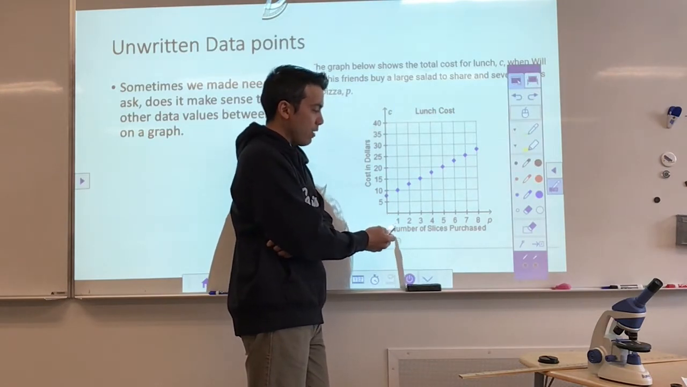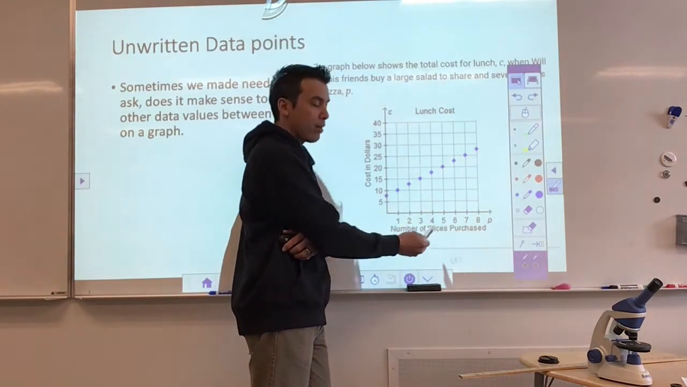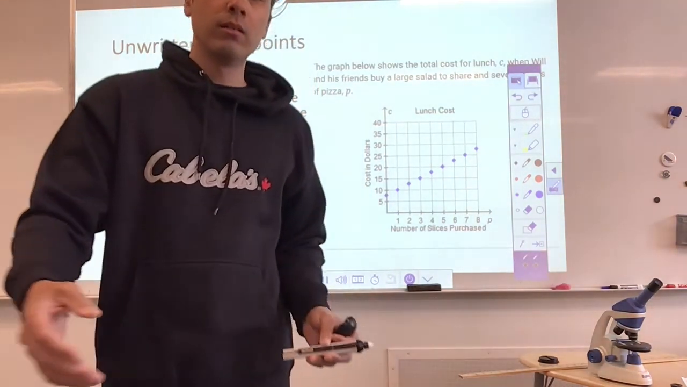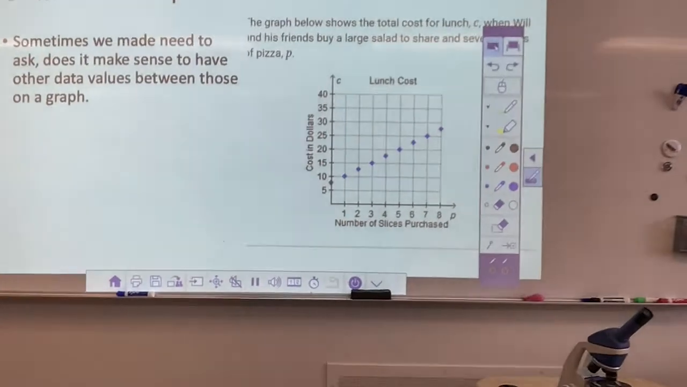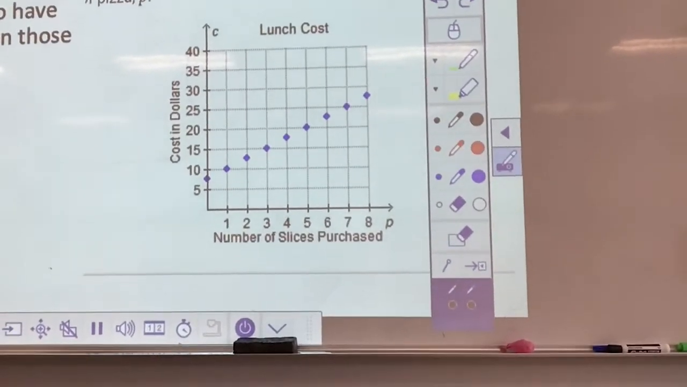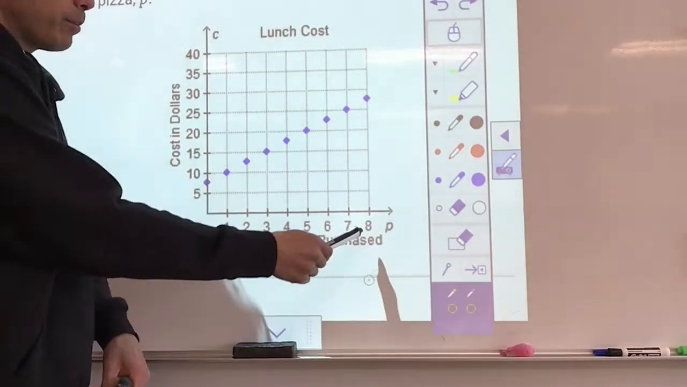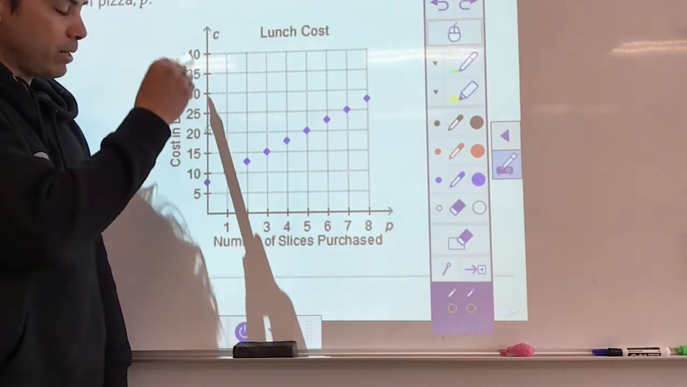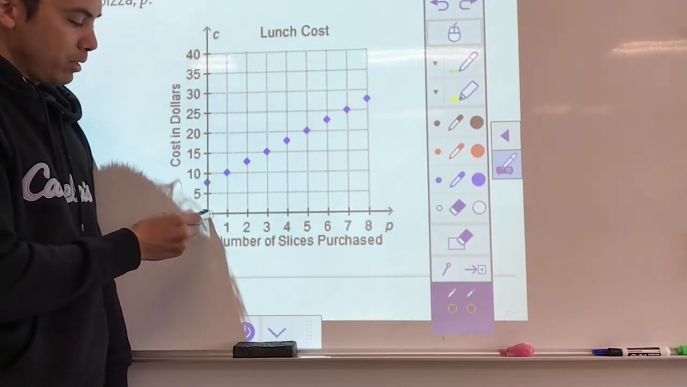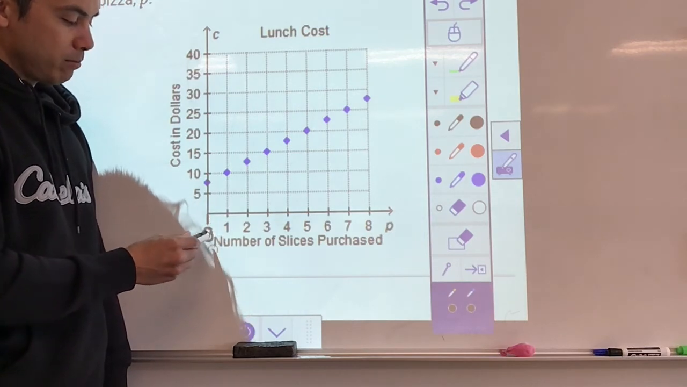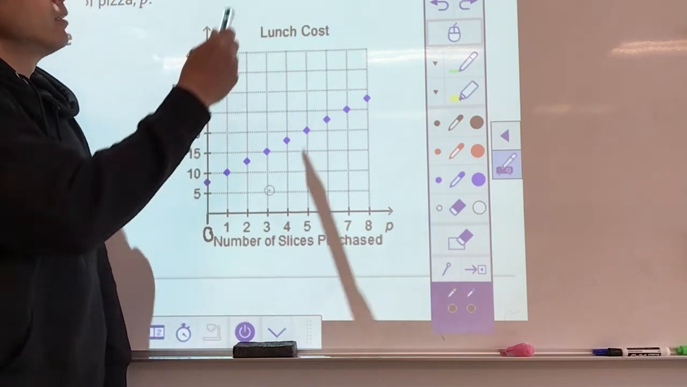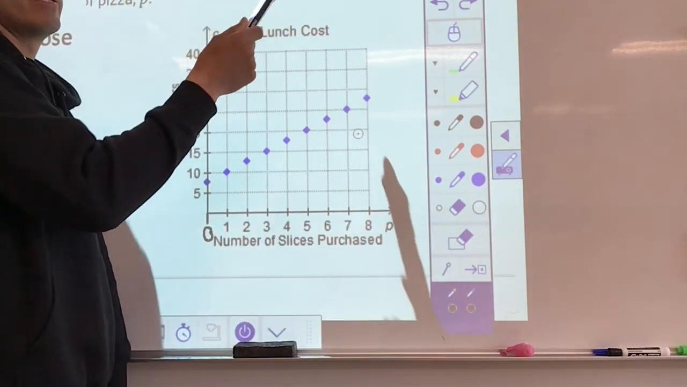So, a couple things about this graph. We have number of slices purchased on our x-axis. We have our cost in dollars right here. And so if Will and his friends bought 0 pieces of pizza, they still have to pay $7.50, because they also bought a salad too, right? It says in our question.